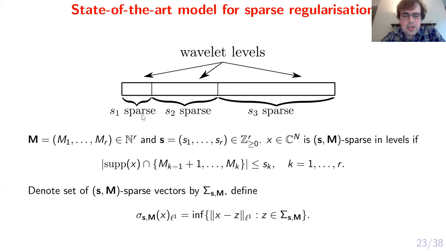And within each of these sections or levels, I'm going to assume that there's a certain sparsity. Okay, so this vector M will just denote the levels. S will be the sparsities in each level. And then we say that a vector X is (S,M)-sparse if its support restricted to each of the corresponding levels is at most size s_k. So I'm going to use sigma_{S,M} to denote the set of (S,M)-sparse vectors. And I'm going to model distance in terms of the L1 norm of a vector X. And then the distance will be the minimum L1 norm between X and Z in this manifold of (S,M)-sparse vectors. Okay, so that's just the model class that I'm going to look at.